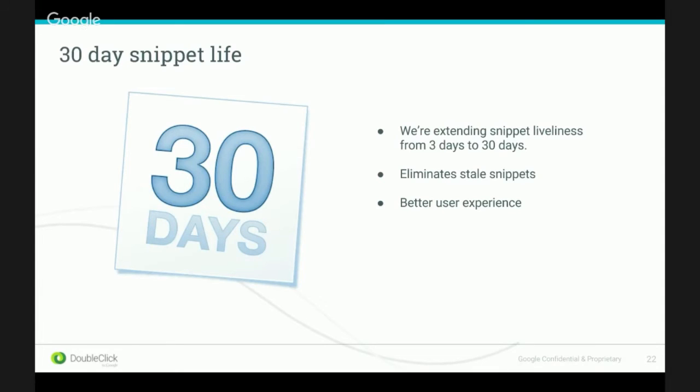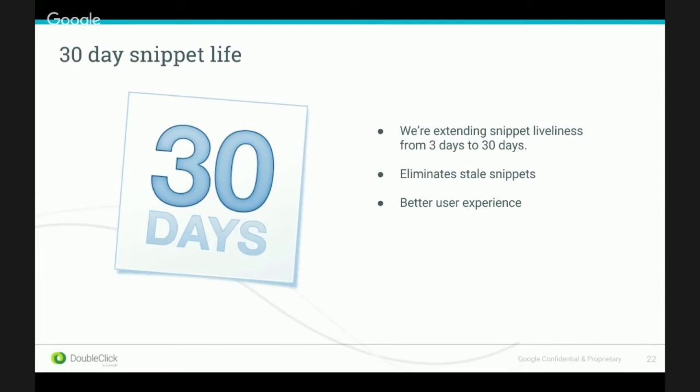Okay, so we have a new policy called 30-day snippet life. Essentially, to make our buyers happier by virtually eliminating stale snippets, we're extending the maximum age from 3 days to 30 days. And for example, today a snippet is only active if it's been used in the past 3 days. So otherwise, if it's been inactive for 3 days, it will be considered as stale.